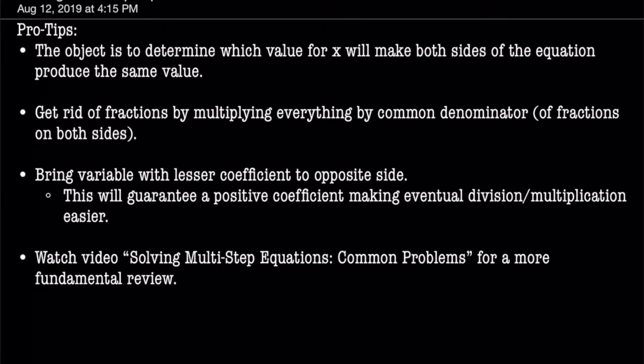Well, hey there, Yancy. Today we're going to be talking about solving multi-step equations when we have variables on both sides of the equals. Now, before we get started, we have a few pro tips, so pay attention. First things first, you got to figure out what it is that you're trying to do. The goal of this type of problem is to figure out what value you can plug in for your variable that's going to produce the same value on both sides of the equals after you plug it in.